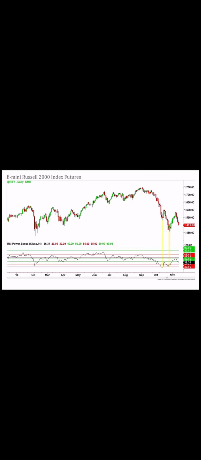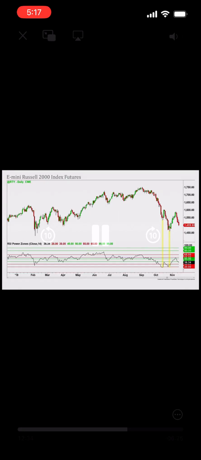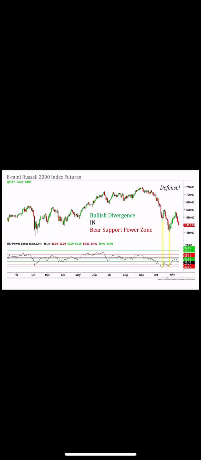Now, what happened at the end of this move such that it defined the end of the short trade? Well, take a look. There's a lower low in price, but a higher RSI value. When there's a lower low in price after a downtrend, but a higher RSI value, this is an RSI bullish divergence. This is what signaled the end of that down move. A bullish divergence in bear support power zone is a defensive play, suggesting that you protect your short positions. And based on the move that unfolded here, you can see that that would have been a great approach.